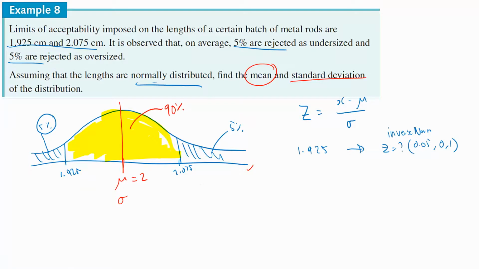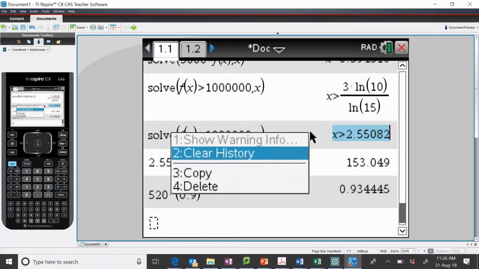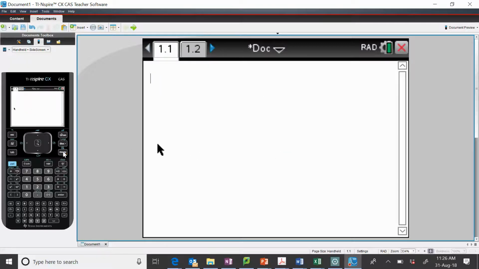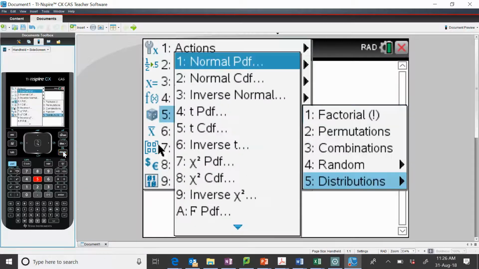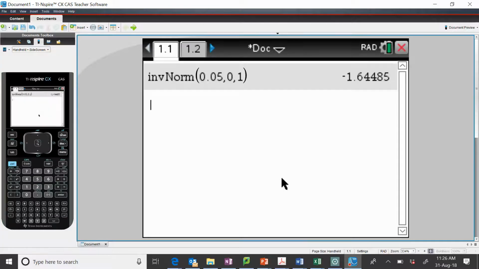Okay, so let's try that. I'm going to go to my CAS. Let's go to CAS. I'm going to do inverse normal, menu, 5, 5, 3. So what's the area? I know it's 0.05, 5%. This is mean 0, standard deviation 1. So this will give me the z value that corresponds to 5%. And that's negative 1.6448. Okay, so that's what I know.